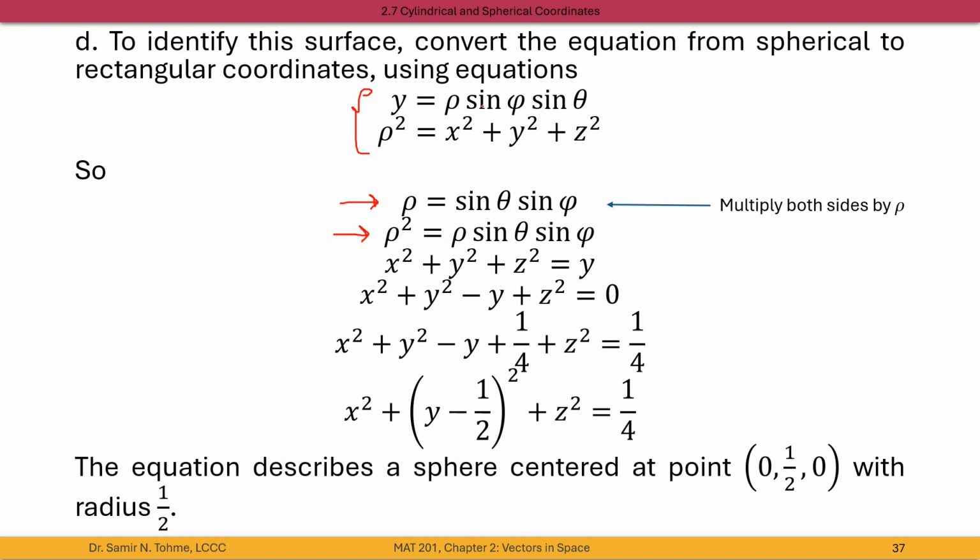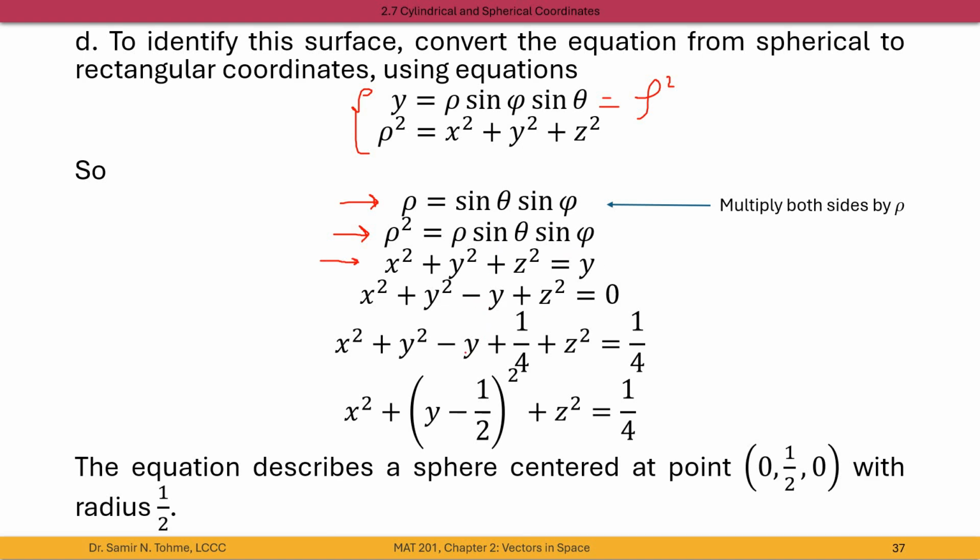Since rho sine phi sine theta now is equal to rho squared, according to this equation, we can write this one is equal to this one. Since these two are equal, by comparison, write the right side of this equation equal to the right side of this equation. So we will get this one. Now, move y to the right side.